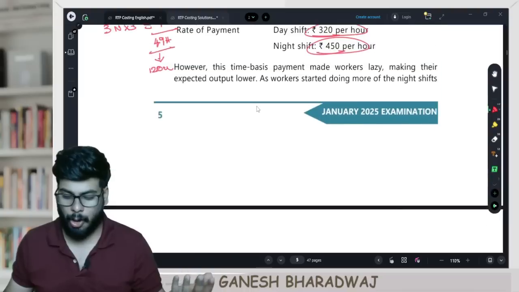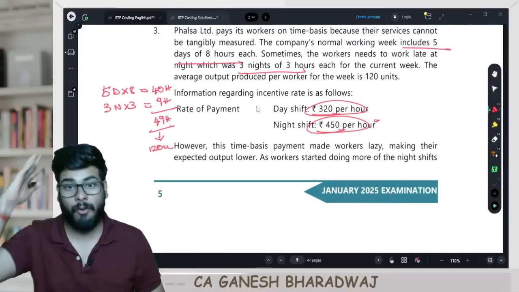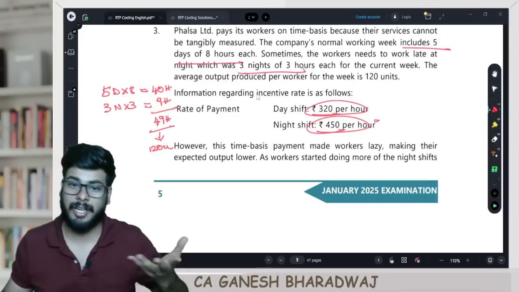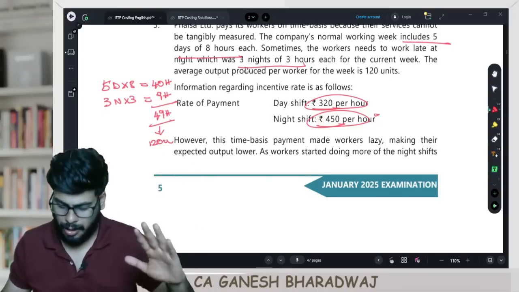So what people will do, obviously, if you are doing the same work in the night, you are getting paid 450 rupees instead of 320 rupees. So everyone started becoming lazy and they wanted to work at night to earn more, not to produce or not to increase their output. So this is what happened.